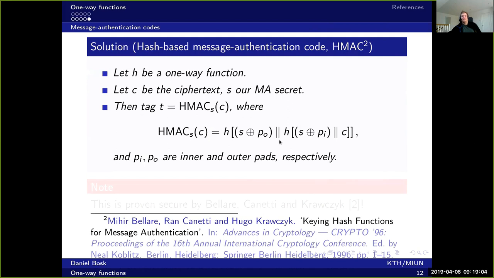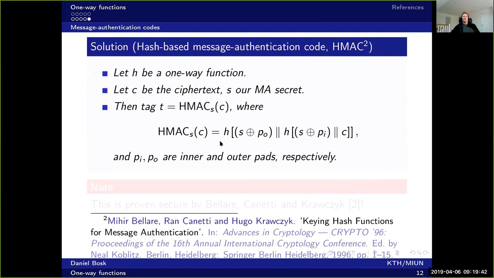And this value we put in yet again in the same hash function, but now we take the secret and we XOR it with some other padding. The important part here is that the padding here is different from here. This is also specified in the protocol, but the exact values are not interesting for us. Then you concatenate the output from the first hash function here, and you run all this through the hash function again, and what you get out then is your tag.